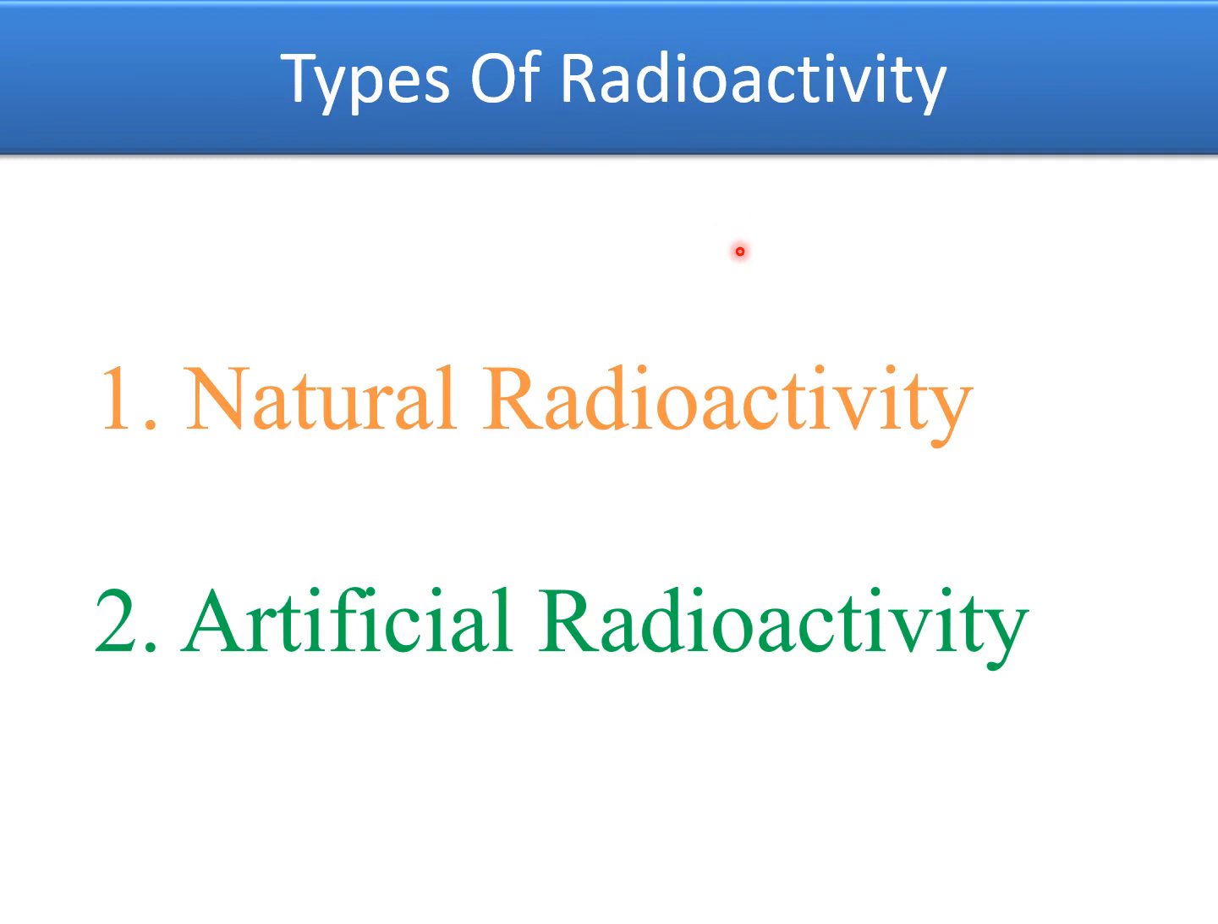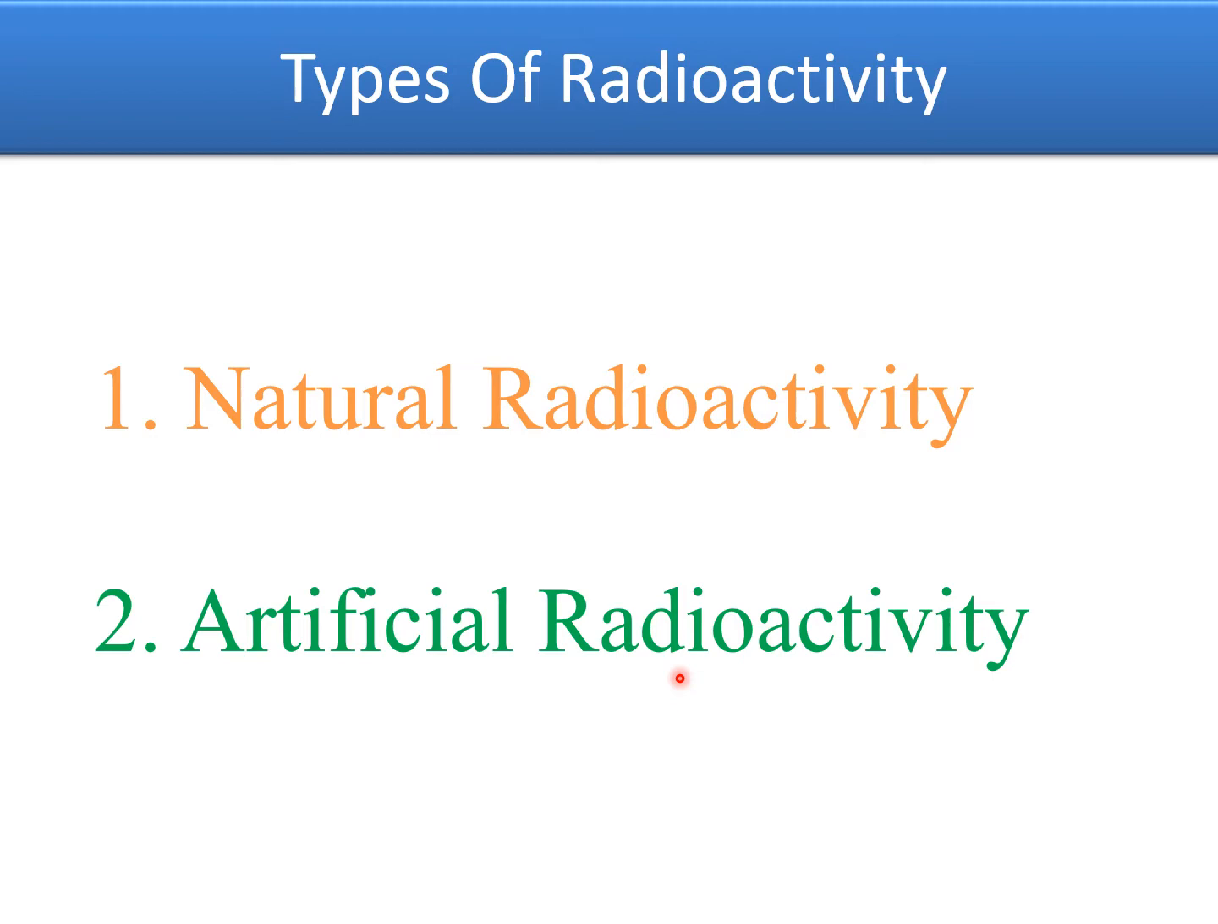There are two types of radioactivity, natural radioactivity and artificial radioactivity. Natural radioactivity was studied by Marie Curie and Pierre Curie, and they discovered the two elements polonium and radium. Marie Curie got the Nobel Prize in 1903 and 1911, in physics and chemistry respectively, for the discovery of the elements as well as for the radioactivity phenomena.